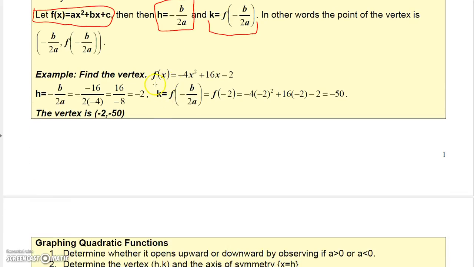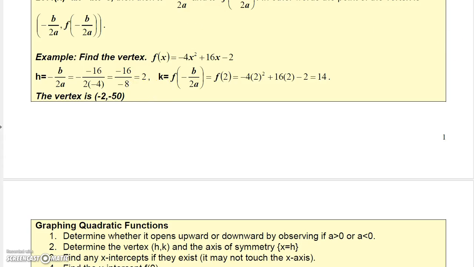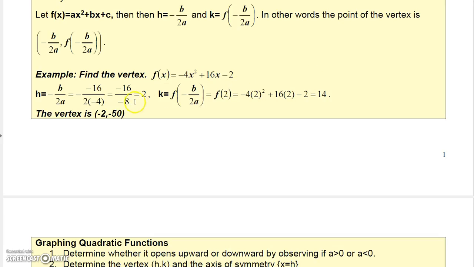So if you wanted to find the vertex of, say, this function here, a is negative 4, b is 16, c is negative 2, so do minus b over 2a, that'd be minus 16 over 2 times negative 4. That would be minus 16 over negative 8, which is plus 2. This needs to be corrected. Okay, let's try this again now that I've got it corrected. As I said, it should be negative 16 over negative 8, which is 2.